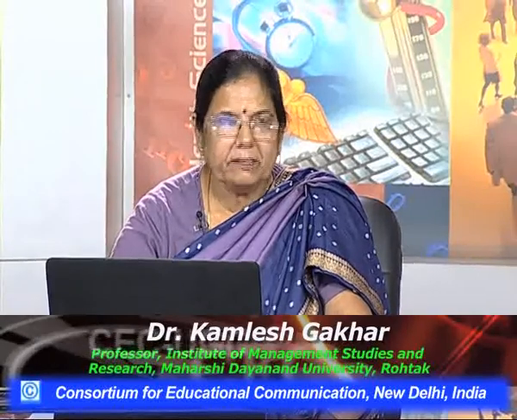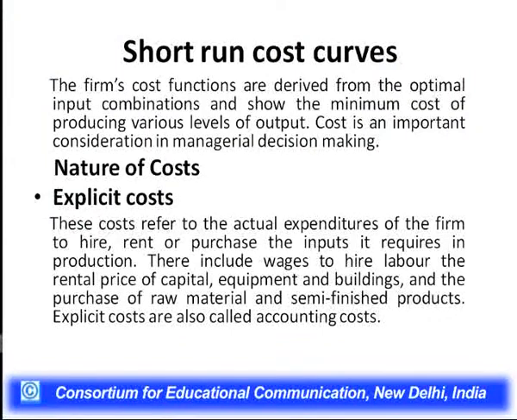Today we are going to discuss short run cost curves. The firm's cost functions are derived from the optimal input combinations and show the minimum cost of producing various levels of output. Cost is an important consideration in managerial decision making. That is why we should know what the types of costs are. Mainly there are explicit costs and implicit costs.